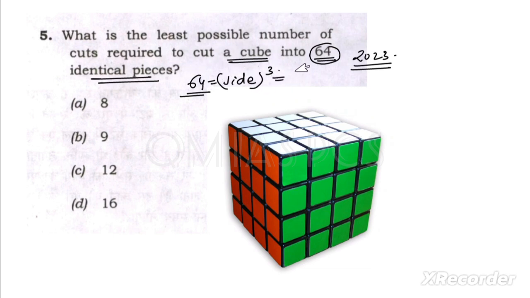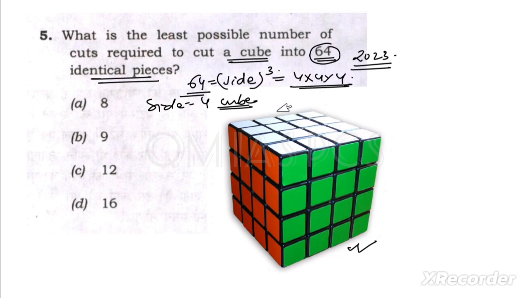So this is 4 multiplied by 4 multiplied by 4, that means the side length is 4, I mean each side has 4 cubes. This is the real representation. Got it? Now they are asking the least possible number of cuts required. You can imagine this as a cube or even a vegetable that you are cutting.